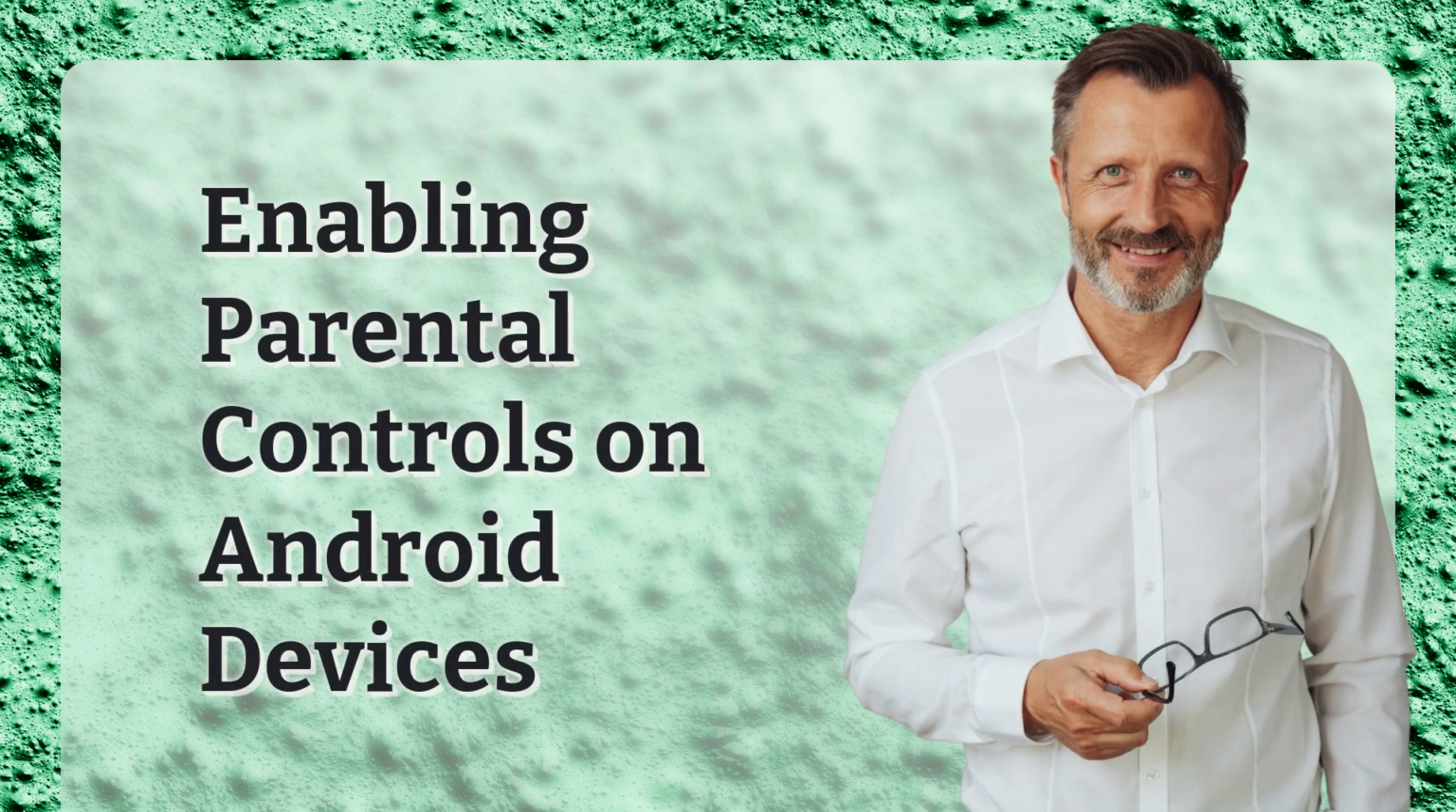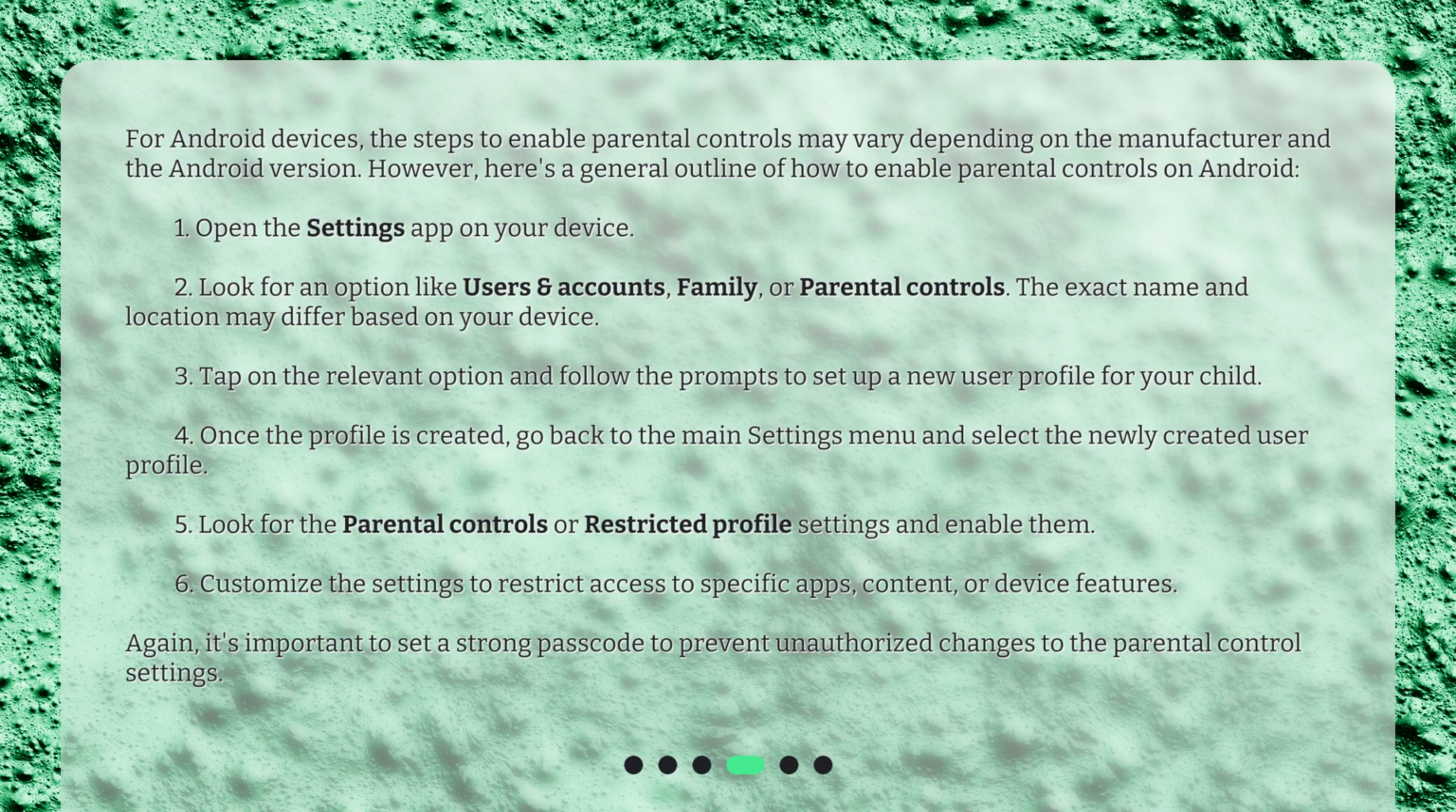Enabling parental controls on Android devices. For Android devices, the steps to enable parental controls may vary depending on the manufacturer and the Android version. However, here's a general outline of how to enable parental controls on Android. 1. Open the Settings app on your device. 2. Look for an option like Users and Accounts, Family, or Parental Controls. The exact name and location may differ based on your device.